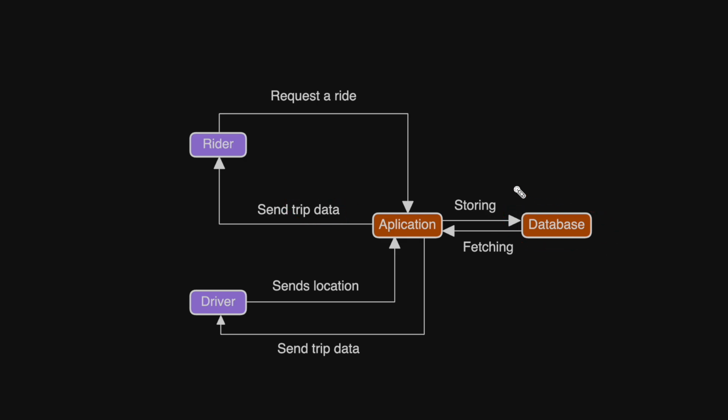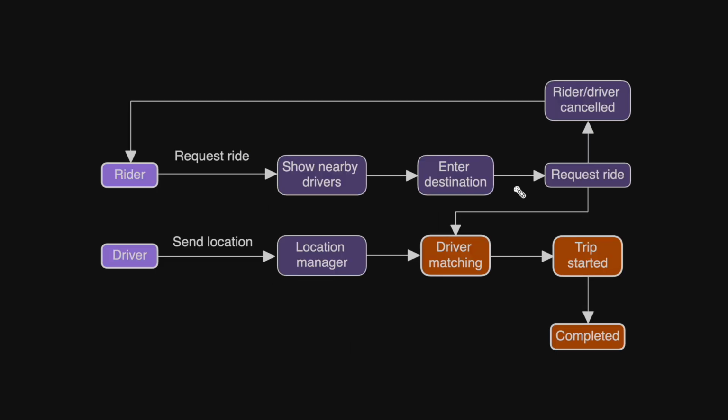Now let's go one level deeper. As you can see on this diagram, we have more components here. As we've discussed in the beginning, the rider opens up the application and we first show the closest drivers to the rider. For that, we would need to use our location service and get the closest drivers to the rider.